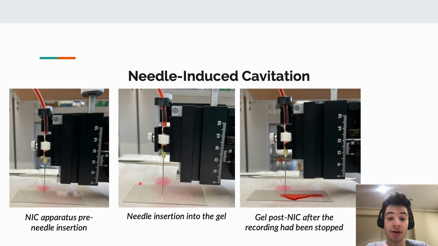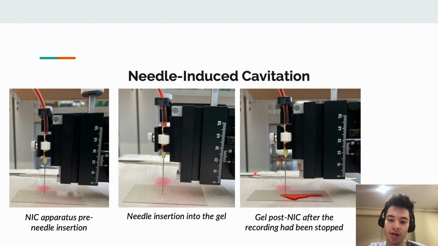Then the needle is inserted into the gel, and it's made sure to not puncture the very bottom, just so that the needle is right in the middle and that you're able to blow bubbles in and really get that cavitation going. And then this is what it looks like, the gel post-NIC after the recording had been stopped. So how it works is that there's the whole pressure sensor that's connected to it. That's the important thing, to make sure that we're properly mimicking the brain, because that's definitely something that we wanted to do.